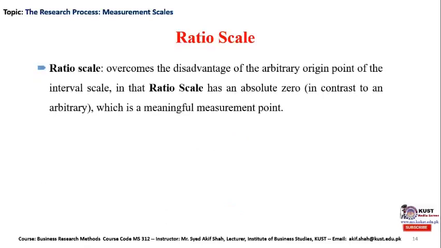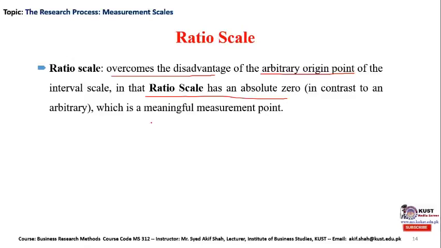Let's discuss the final scale of measurement, which is the ratio scale, and it is a more powerful method of collecting data. It overcomes the disadvantage of the arbitrary origin point of the interval scale, because there was no absolute 0 point with which we can compare the rest of the data. So the ratio scale has an absolute 0, in contrast to an arbitrary point of reference in the interval scale, which is a meaningful measurement point.